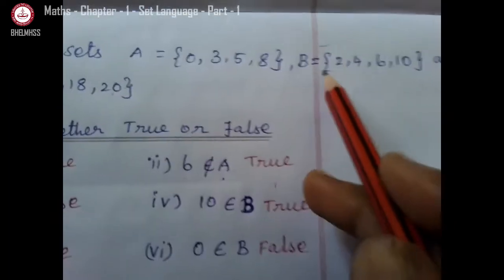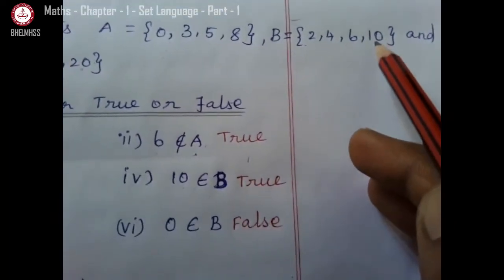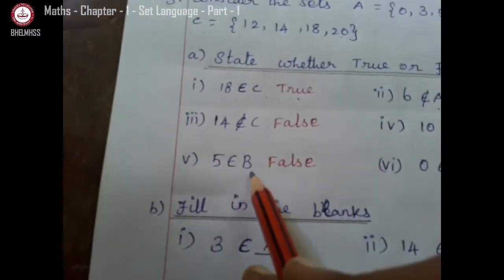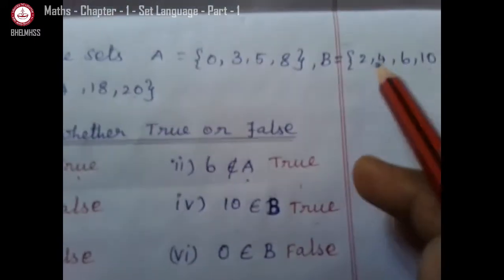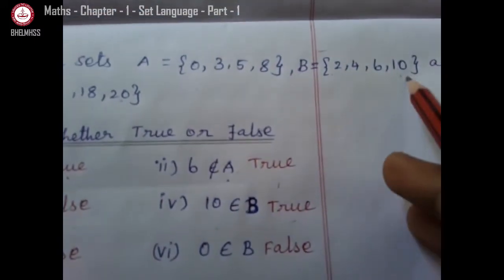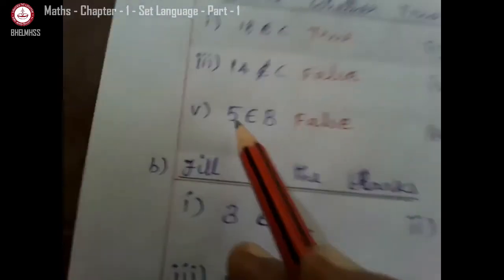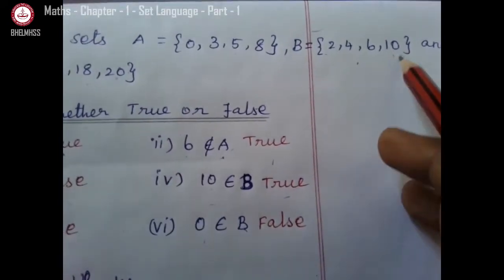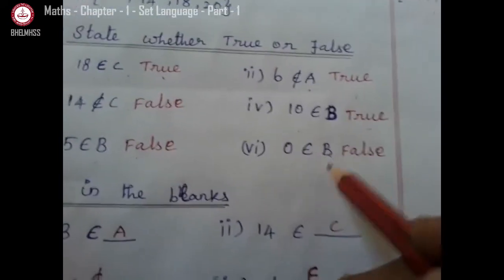Fourth one, 10 belongs to B. See the set B. 10 is in the B set. So it's true. Next, 5 belongs to B. See the B set. 5 does not come in B. So it's false. Next, 0 belongs to B. See the set B. 0 does not come in the set B. So it's a false answer.